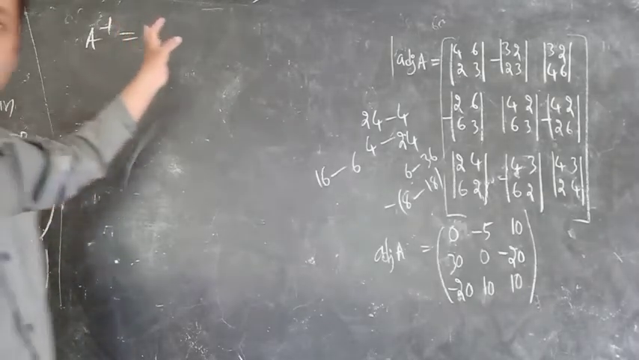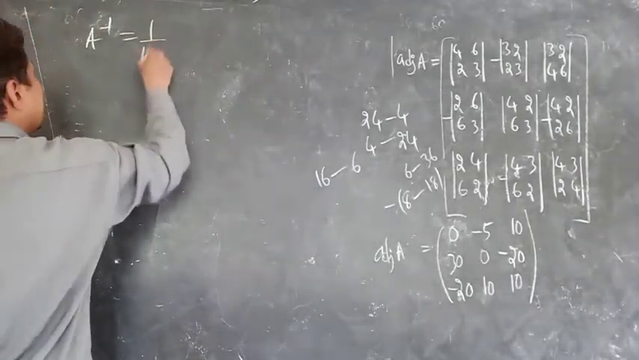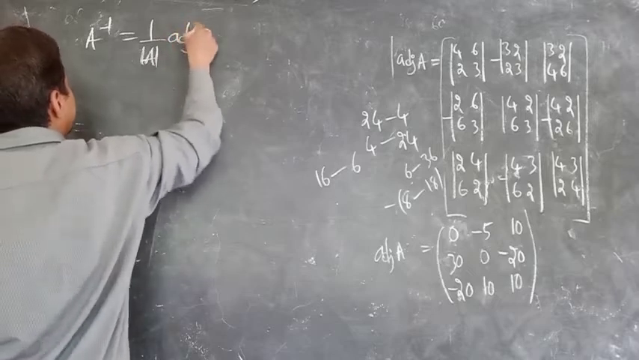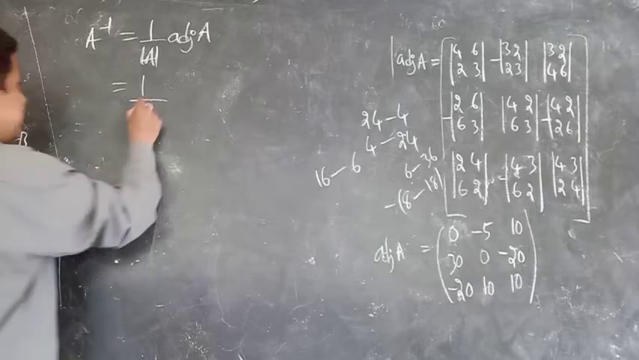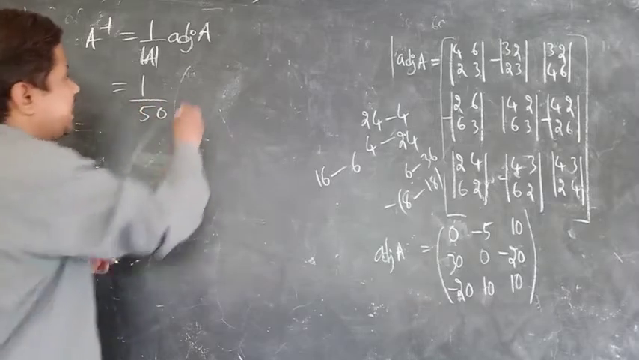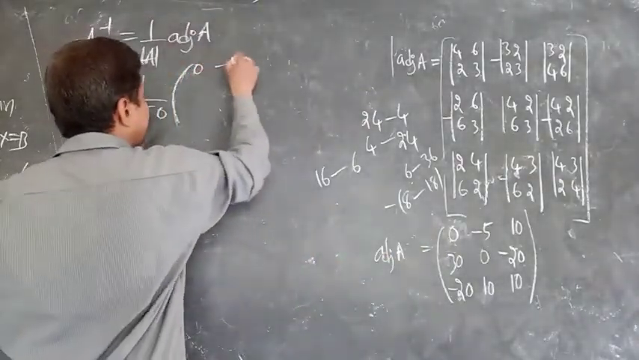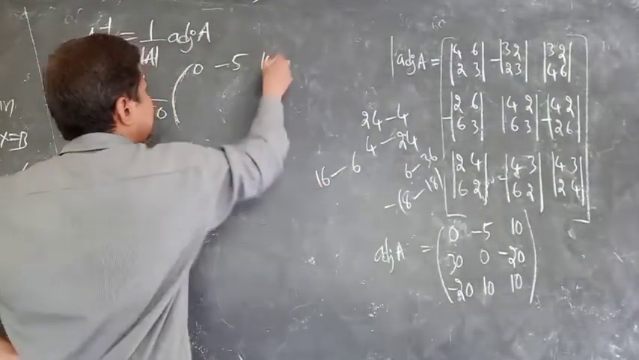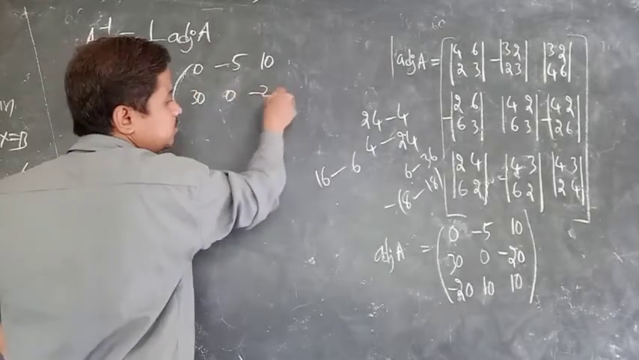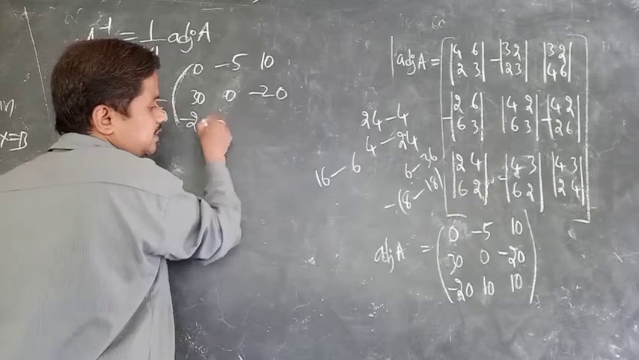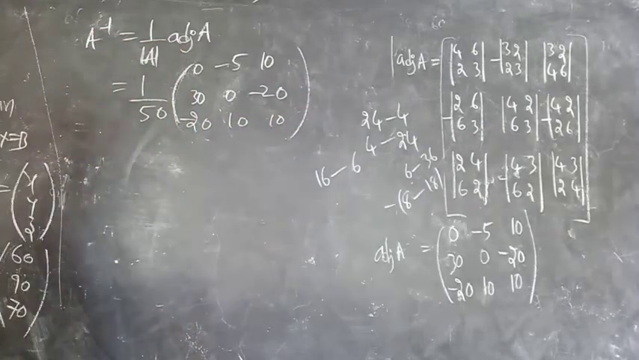So here A inverse is equals to, what is the formula? A inverse is equals to 1 by det A into adjoint A. So det A already calculated, now 50 will be. So 1 by 50 into adjoint A. Adjoint A is what? This one: 0, 0, minus 5, 10, 30, 0, minus 20, minus 20, 10, 10. Okay, so like that we have to write first.